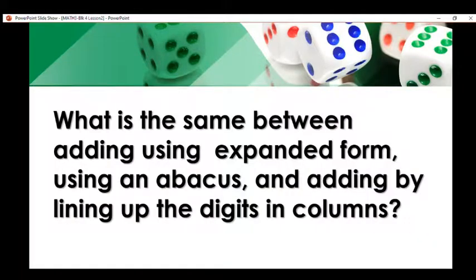So what is the same between adding using expanded form, using an abacus, and adding by lining up the digits in columns? Actually, all of them are the same, but these processes open you up to the concept of adding numbers. So the same among them is the answer that we can get with these 3 different methods.